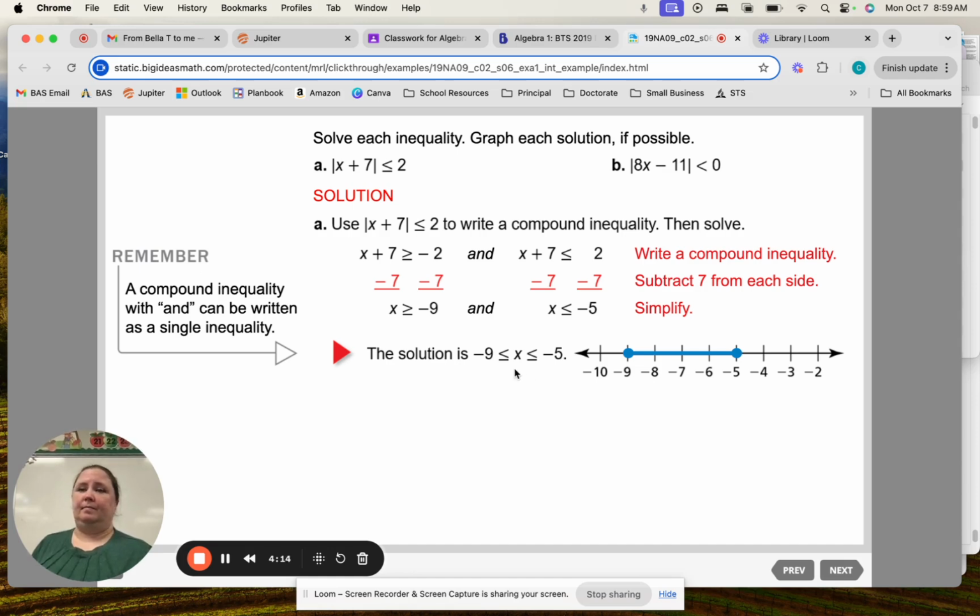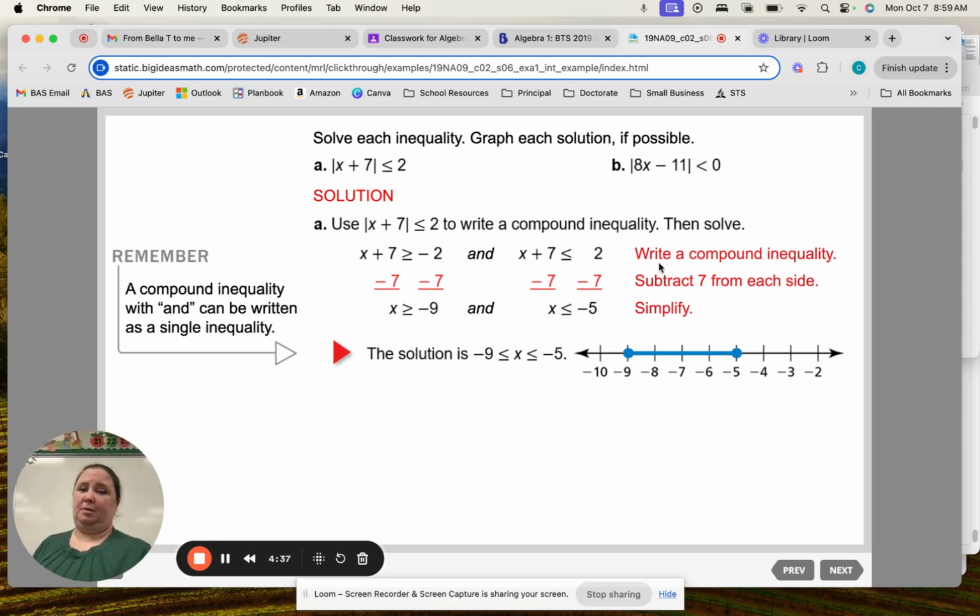Okay. Does that make sense? I get it. Good. You'll be fine. Two biggest takeaways from here is make sure when you write the negative version of this inequality, you flip the sign. And then once you get to the answer, rewrite it as a compound inequality.